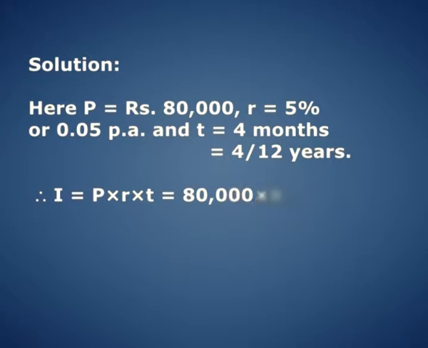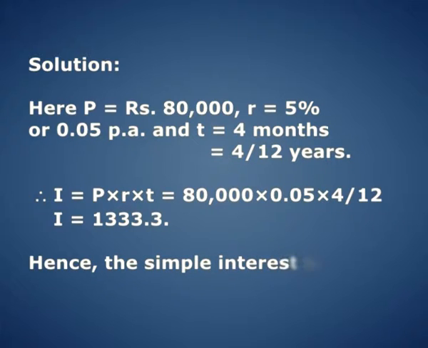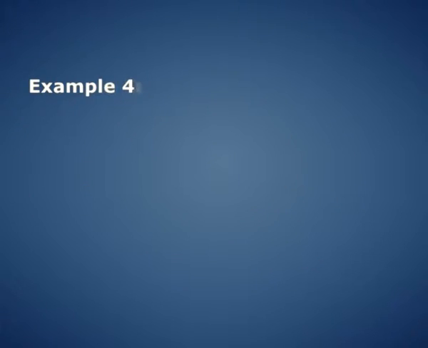Now let's calculate the interest here, which is equal to principal into rate into time, so that is equal to 80,000 into 0.05 into 4 upon 12. So that gives us I equals 1,333.3. Hence, the simple interest is calculated at rupees 1,333.3.